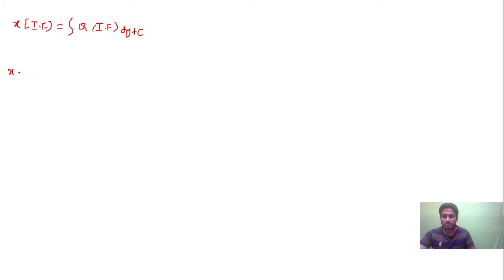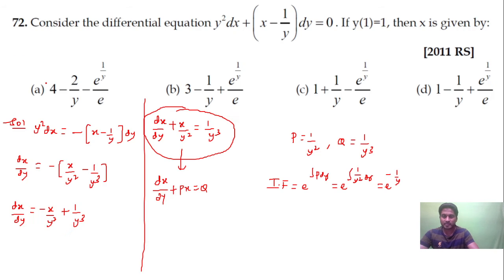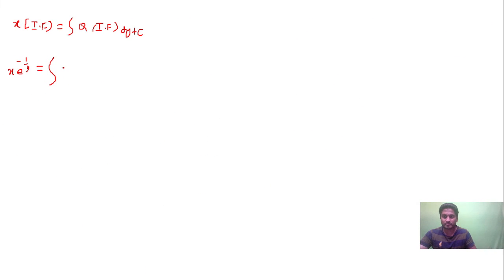x into IF, which is e to the power of minus 1 by y, is equal to integral q into integrating factor. Q will be equal to 1 by y cube. IF is e power minus 1 by y, and then this is dy plus c. So you get x into e power minus 1 by y is equal to integration of 1 by y, e power minus 1 by y, 1 by y square, and then dy plus c.